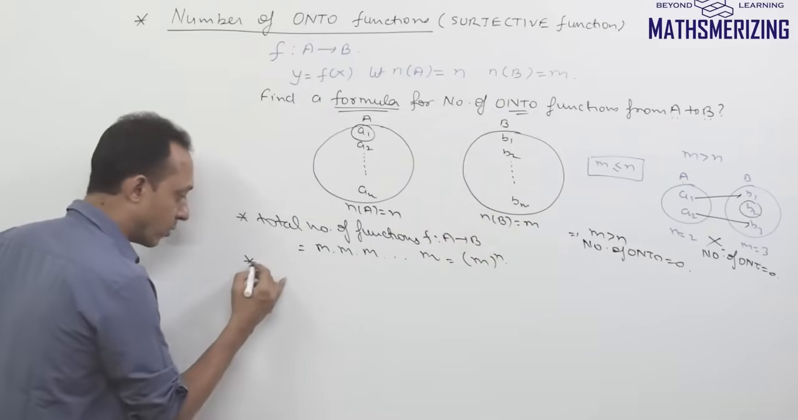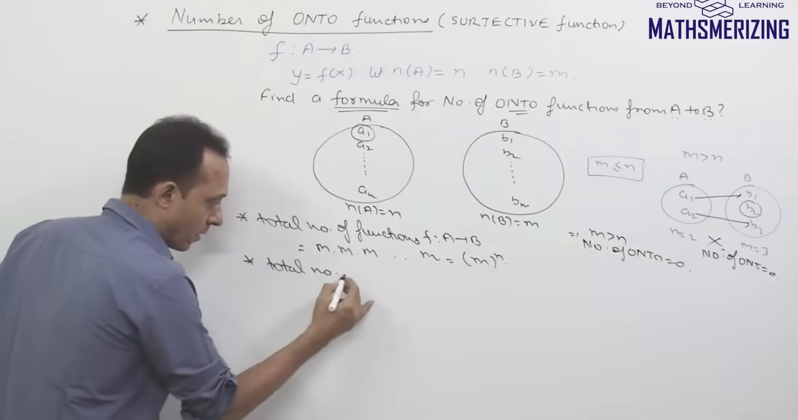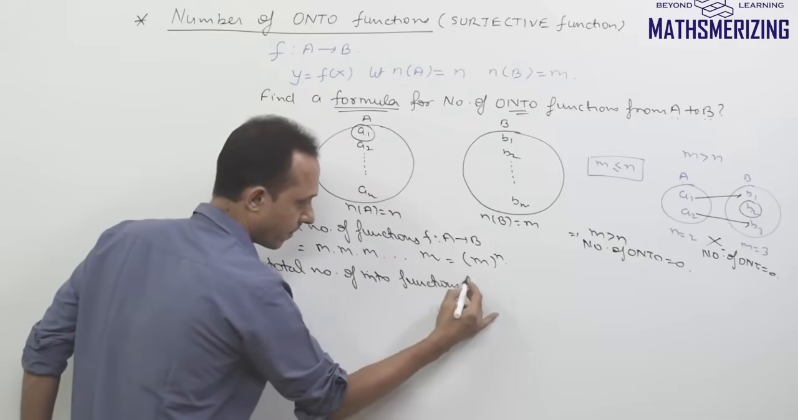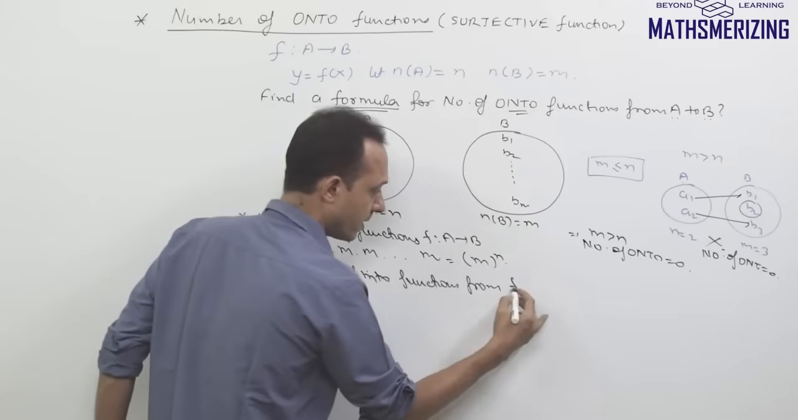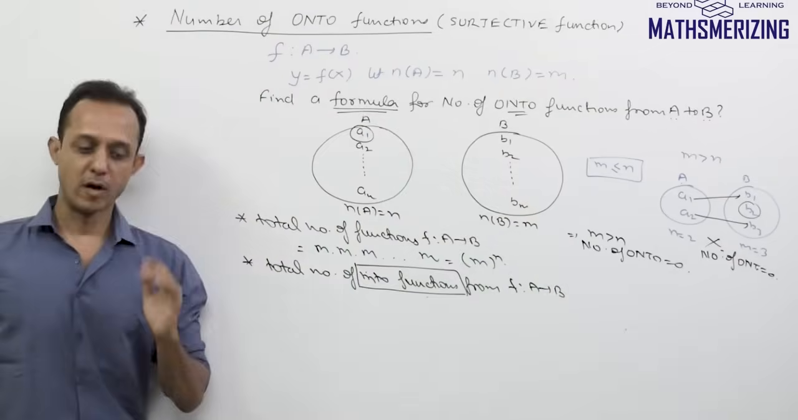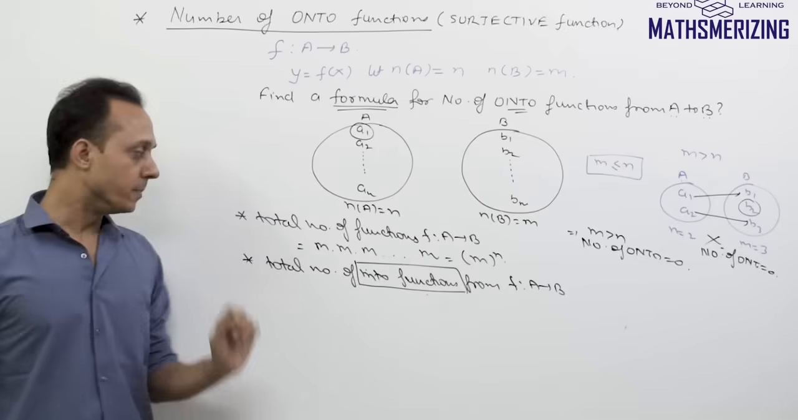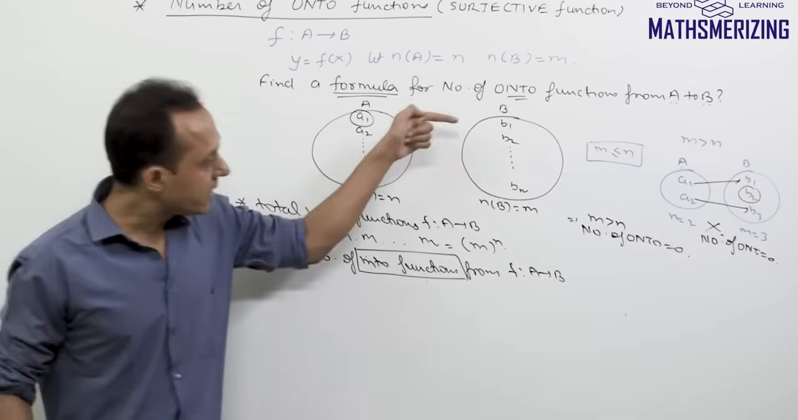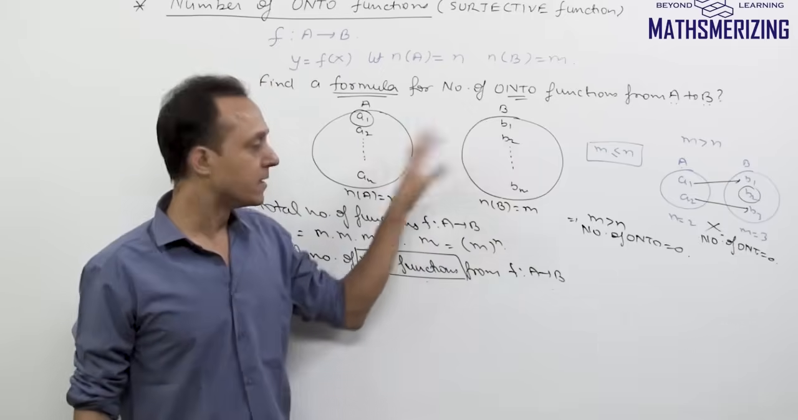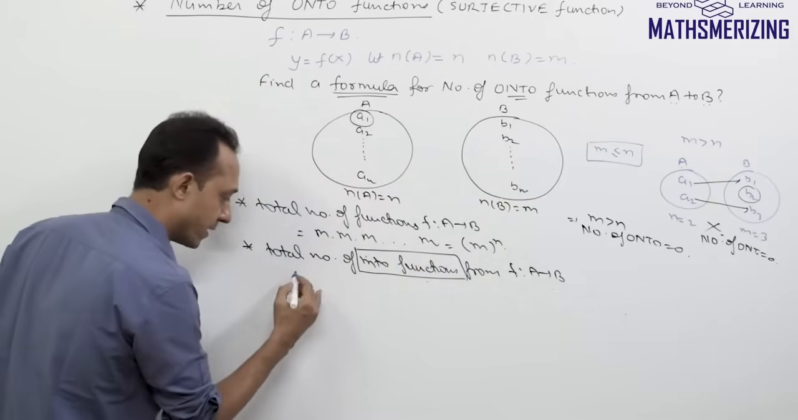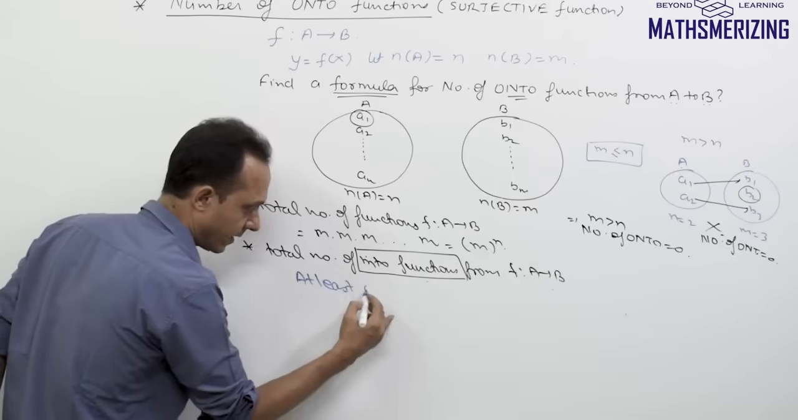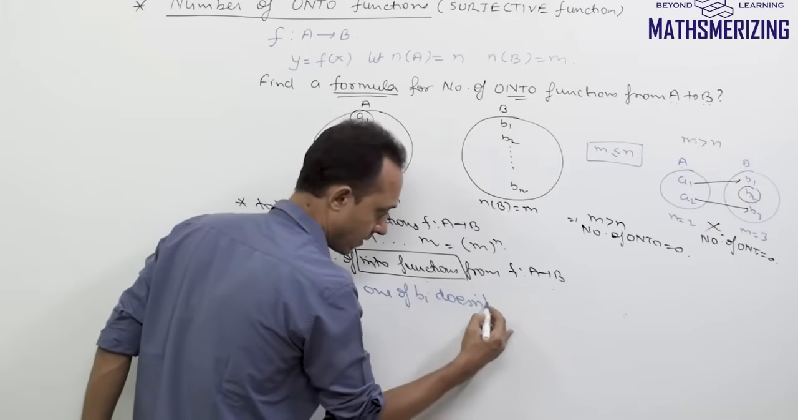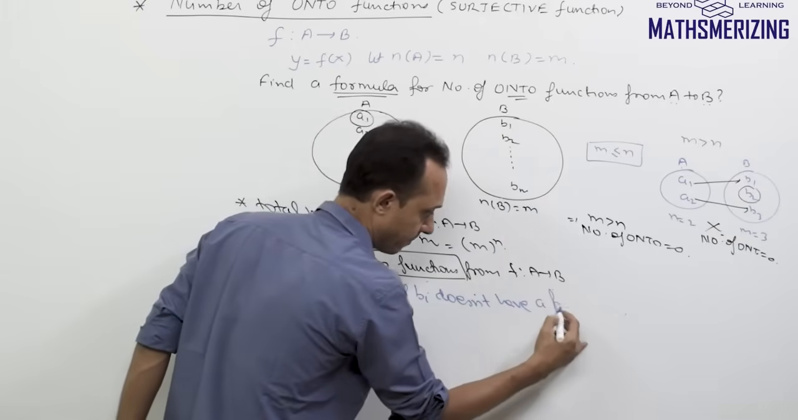Now we'll find out the total number of into functions from A to B. How do we work out the number of into functions from A to B? For that we have to look into the definition of an into function. A function is an into function if at least one element in set B doesn't have a pre-image. So that means I'll have this condition where at least one of these Bi doesn't have a pre-image.